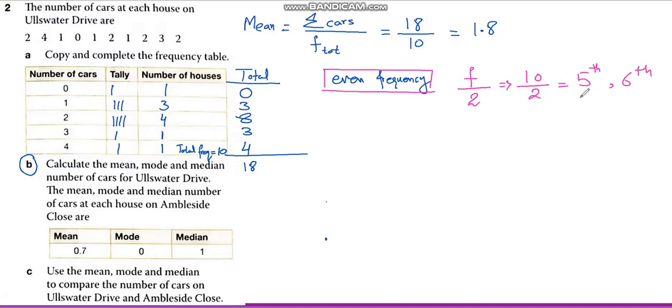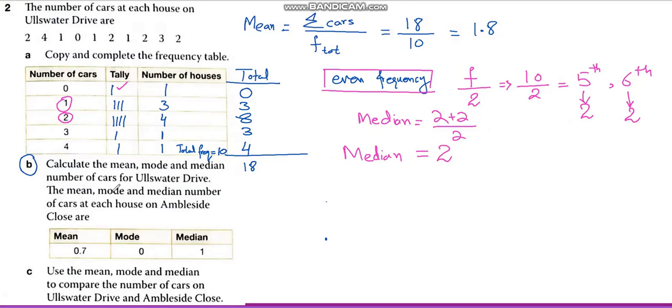Now let's see which 2 numbers exist at the 5th and 6th positions. At the 1st position, 0 exists. Then at the 2nd, 3rd, and 4th positions, 1 exists. And at the 5th and 6th positions, 2 exists. So the middle 2 values will be 2. At the 5th position, 2 is there, and at the 6th position, again we get 2. So for the median of 2 middle values, we find the mean of the 2 middle values. That would be 2. So the median is 2.